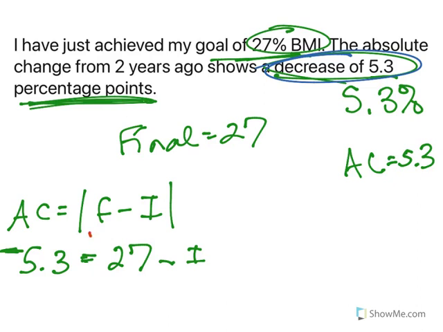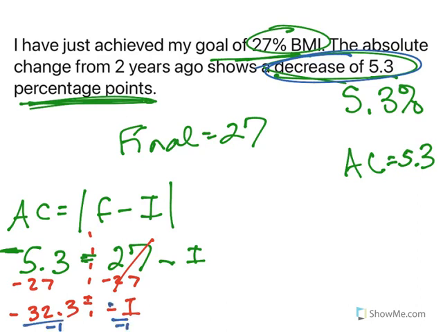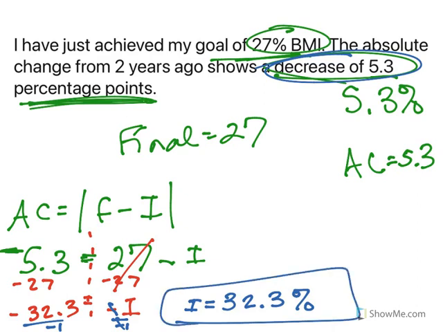All right. So in solving this equation, I'm going to subtract 27 from both sides. That would go away, and I have negative initial, and negative 5.3 minus 27 gives me negative 32.3. And feel free to use a calculator. Then we're going to divide both sides by negative 1, because a negative divided by a negative gives me a positive initial value of 32.3%, because this is a BMI, a body mass index, which is talked about in terms of percentages. So you would say that 2 years ago, I had a BMI of 32.3%.